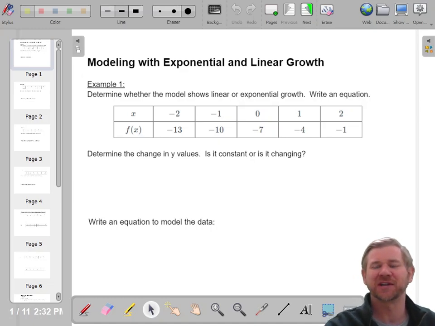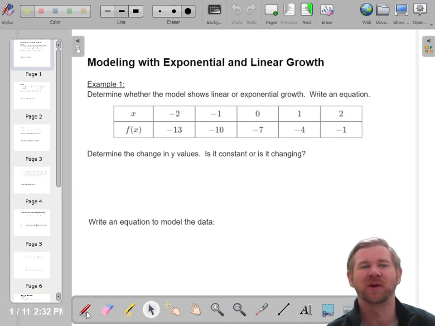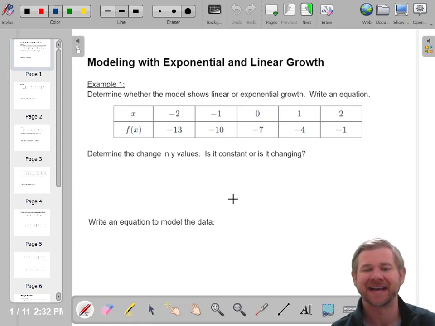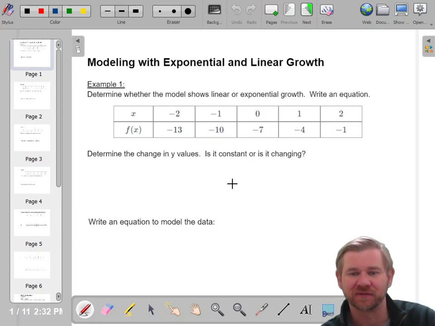Hello everyone, let's talk about exponential and linear growth. So the first thing we need to decide is: is this thing growing in a linear fashion with a constant rate of change, or is it growing in an exponential fashion, where each successive term is a percentage of growth?